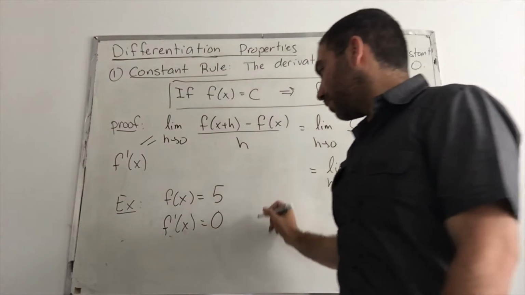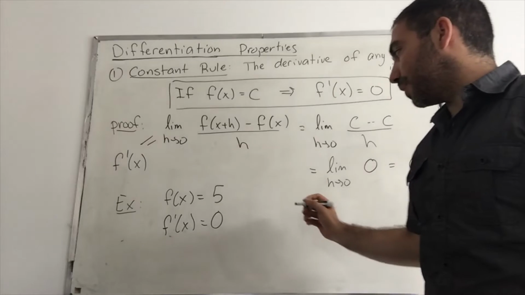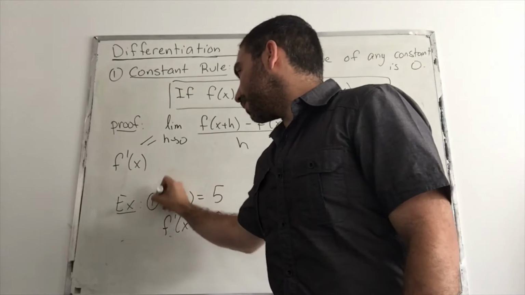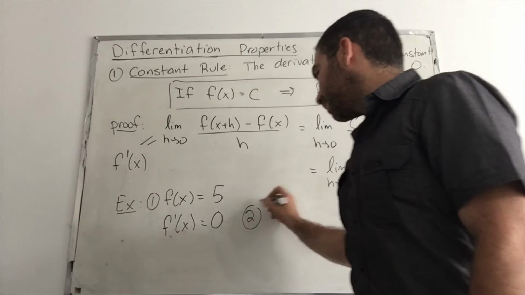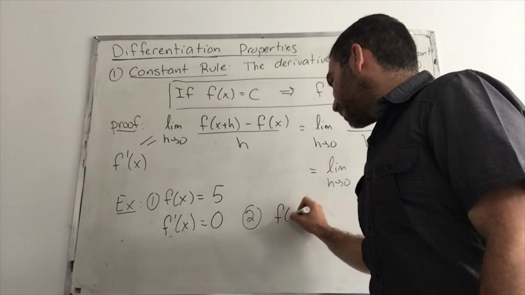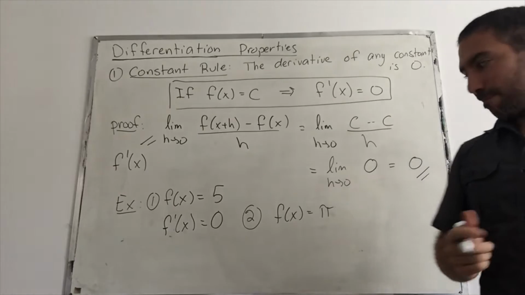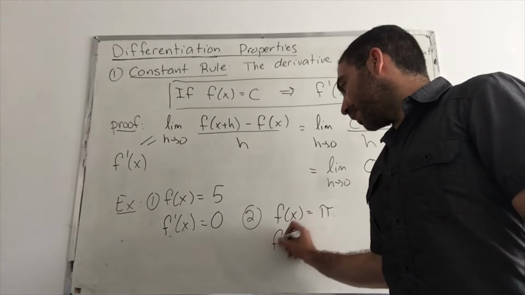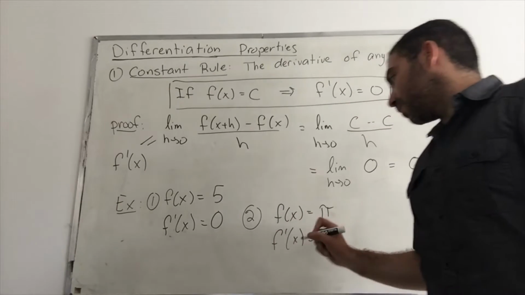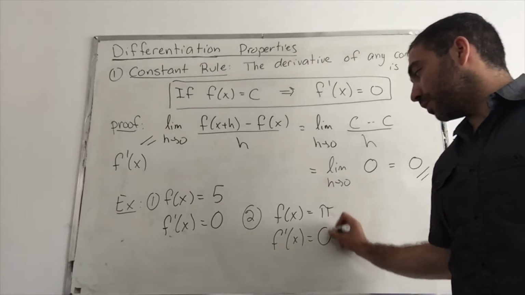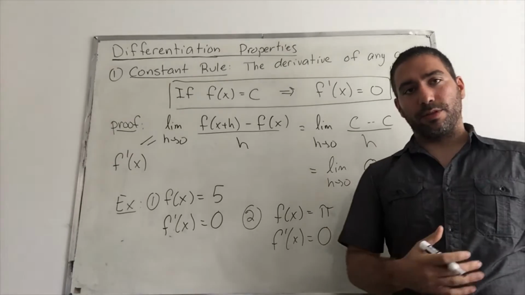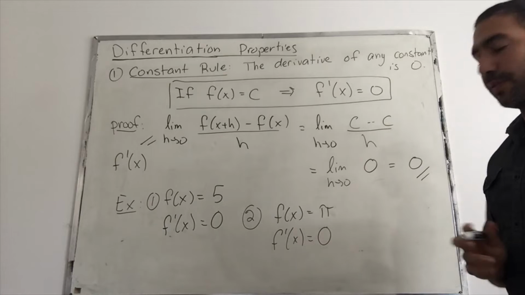Don't fall for traps. Let's say this is example 1. Number 2: if f of x is equal to pi, then f prime of x is also equal to 0. Pi is a constant, just a number. When you take its derivative, it's equal to 0.